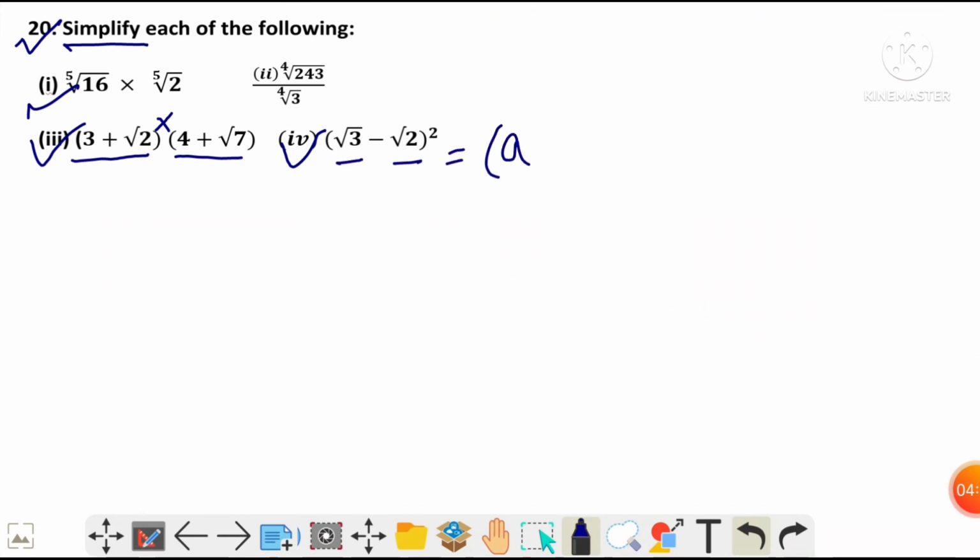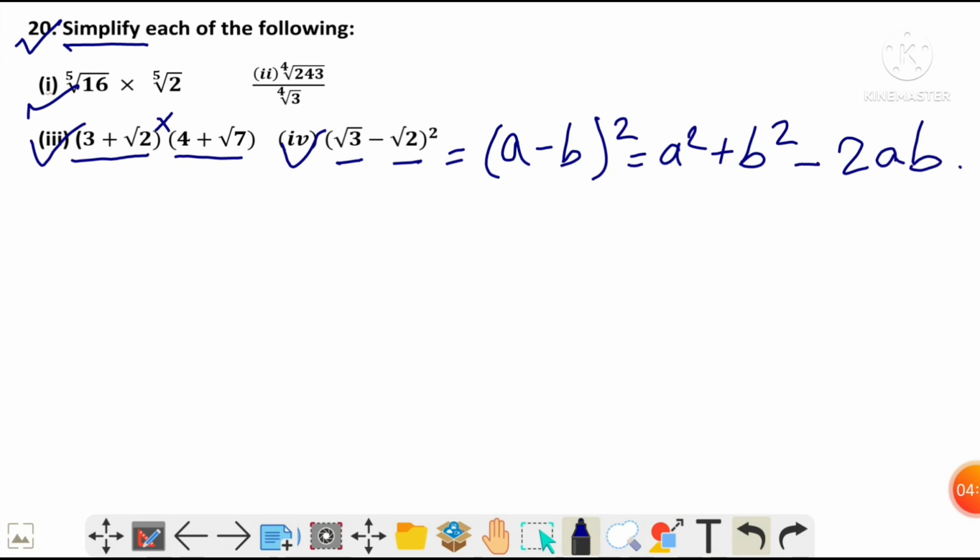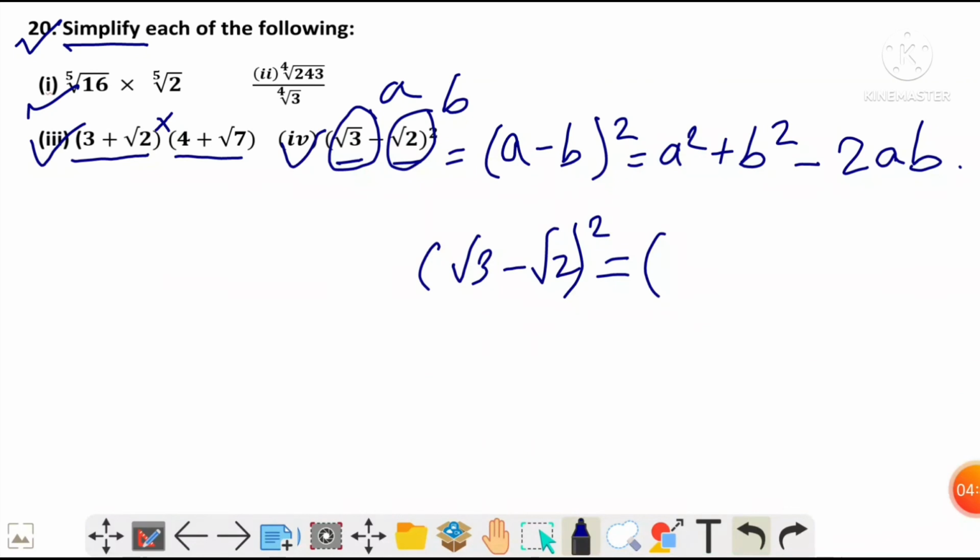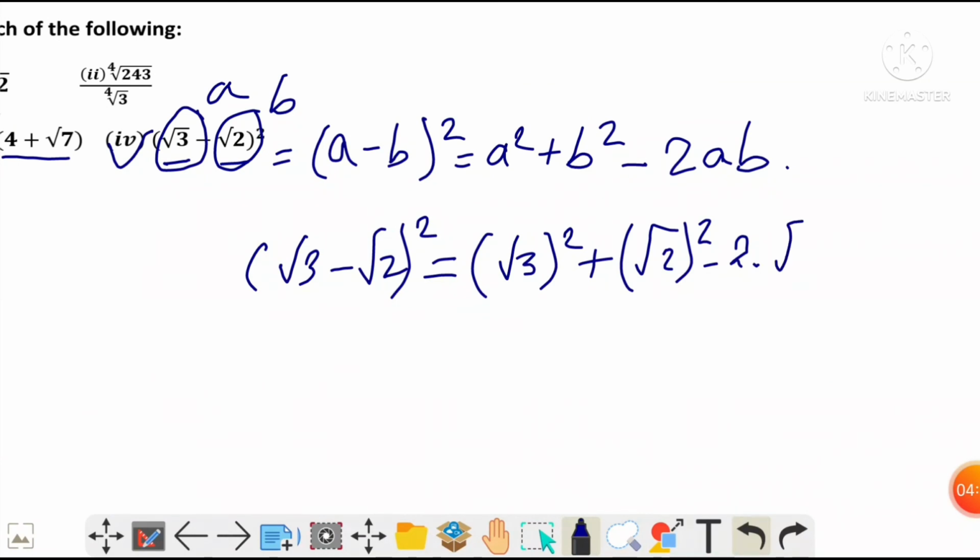You can see that it seems like a minus b whole square. It is a square plus b square minus 2ab. So here a is root 3 and b is root 2. So applying this value will solve this question. So root 3 minus root 2 whole square equals to root 3 whole square, and b is root 2 whole square minus 2 into root 3 into root 2.